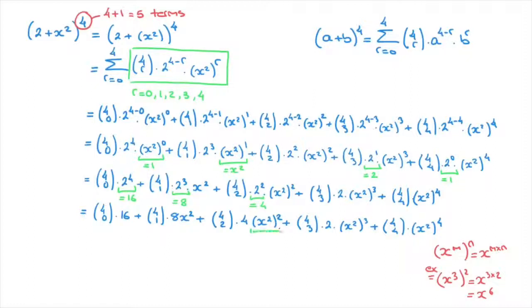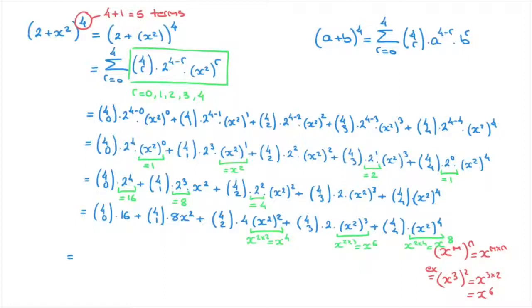Indeed, we have x squared squared, which becomes x to the power of 2 times 2, which equals x to the power of 4. We also have x squared to the power of 3, and that will turn into x to the power of 2 times 3, which equals x to the power of 6. And finally, we have x squared to the power of 4, and that will be x to the power of 2 times 4, which equals x to the power of 8. So we can now rewrite this sum as follows.